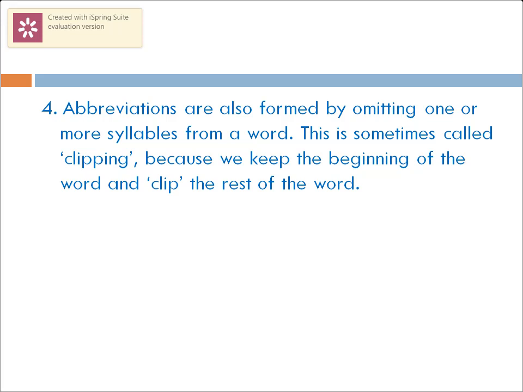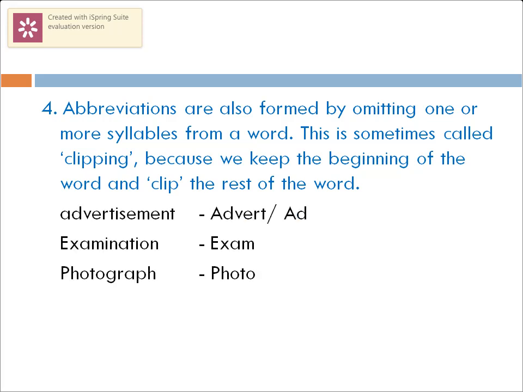Now, another way that abbreviations are formed is by omitting one or more syllables from a word. This is sometimes called clipping because we keep the beginning of the word and clip the rest of the word. For example, the abbreviated form of advertisement is advert or ad, where the first syllable is kept and all the other syllables are removed or clipped. Examination, the abbreviated form is exam. Photograph can also be called photo.